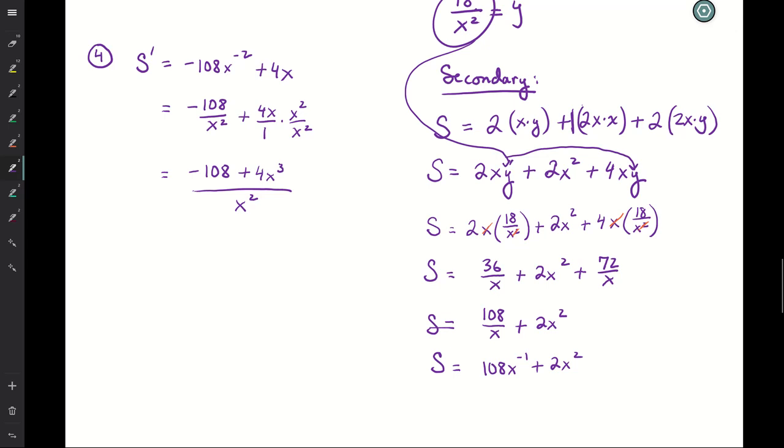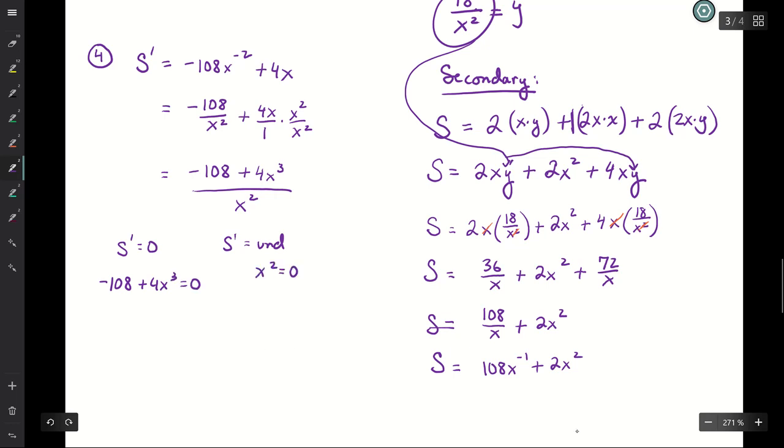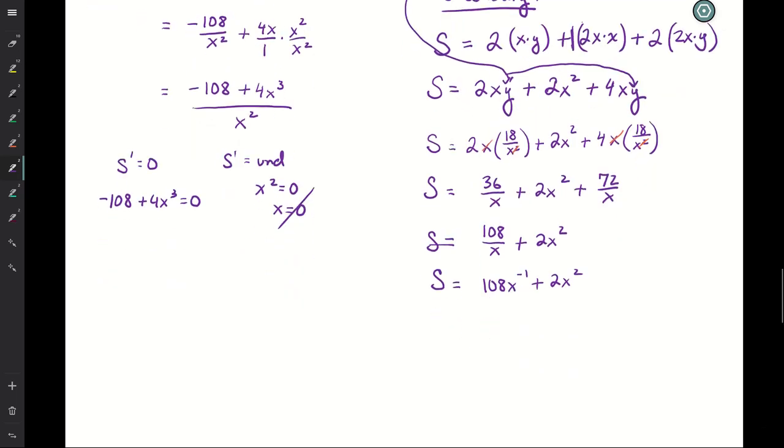All right, for critical numbers, we're going to say where's the derivative 0 and where's the derivative undefined. It's 0 where the top is 0, so negative 108 plus 4x cubed equals 0. It's undefined where the bottom is 0. That would only happen if x were 0. That's out because we said both our x and y's are lengths, that they can't possibly be zeros.